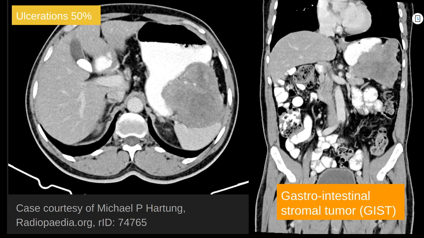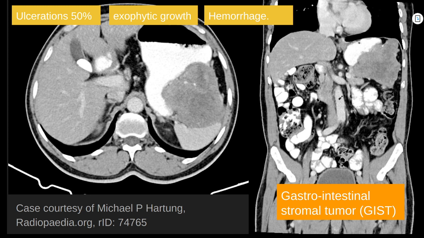Ulceration is a very common finding, seen in approximately 50% of patients with GIST. They tend to have an exophytic growth pattern, which is also very common, as we see in our case here as well. These tumors tend to have hemorrhage at presentation, as this particular case also presented with hemorrhage. And in terms of enhancement pattern, as we saw, they tend to enhance predominantly peripherally rather than centrally.